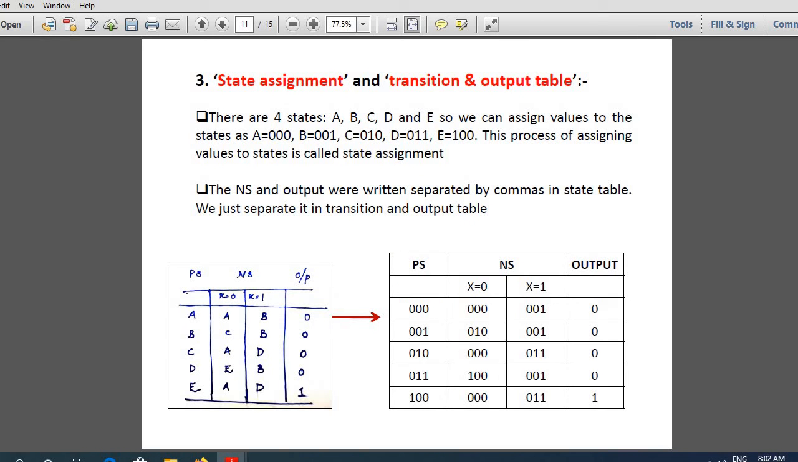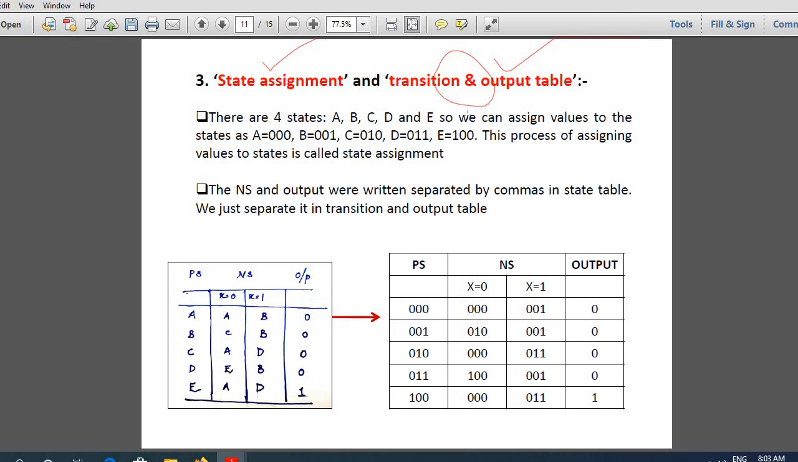Now what is the next step? I told you there is no significance of the transition and output table in Moore, because you're already directly writing the transition and output table separately in the previous step. And you are just more interested in state assignment.